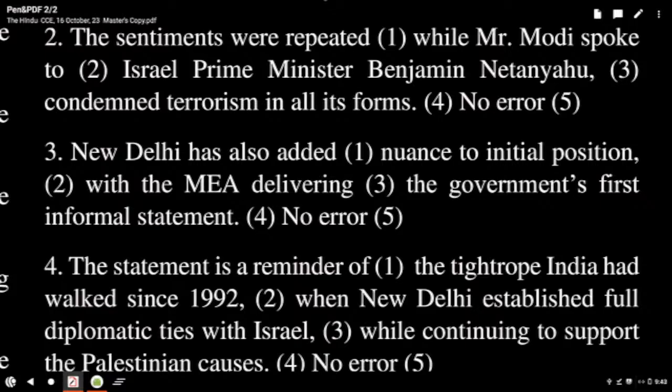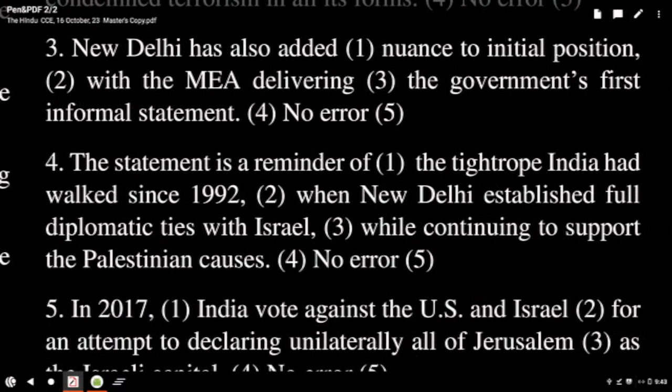How many of you say third part? Nothing wrong with the third part. How many of you say fourth part? Raise your hands. What is wrong with the fourth part? Is it first informal statement or formal statement? Formal statement, you cannot say informal. Government makes a statement that is always formal, not informal. Contextual awareness. That's why I have brought that. Go to question number 4.